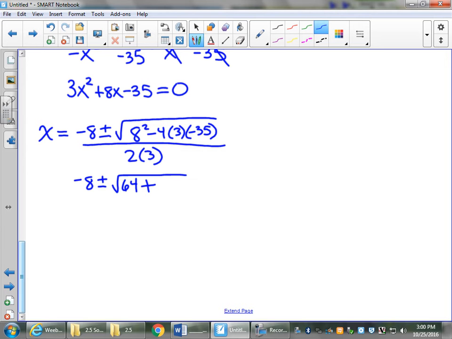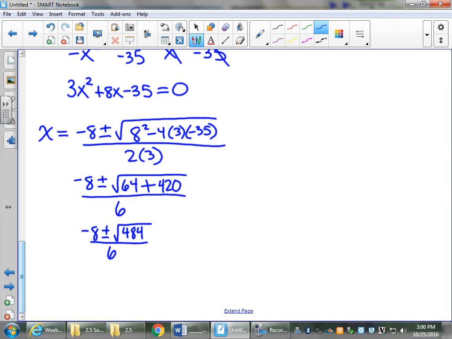4 times 3 is 12. And then I'm going to go ahead and do 12 times 35 to get 420, all over 6. This is going to become -8 plus or minus the square root of 484 over 6.